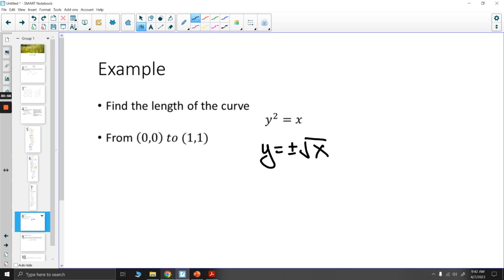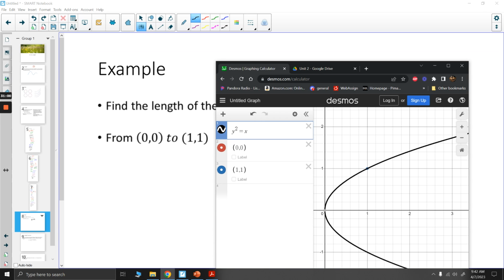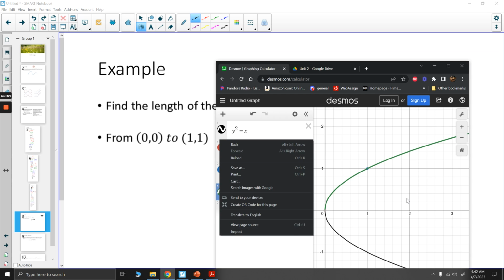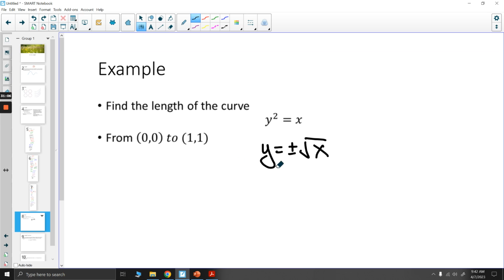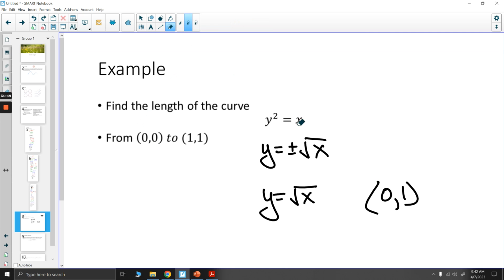But realistically speaking, we actually only care about the positive one of it. That is to say, the square root of x. That is this upper portion. And so we only really care about the square root of x, so that is y equals the square root of x from 0 to 1. That's really what we care about. Okay? So this is an interval, not a point.